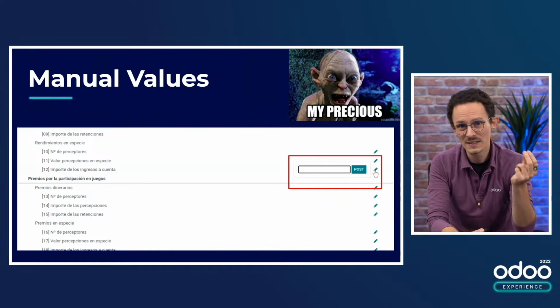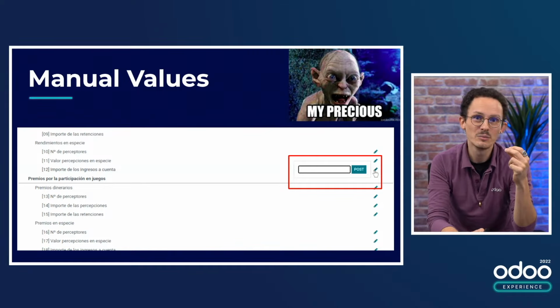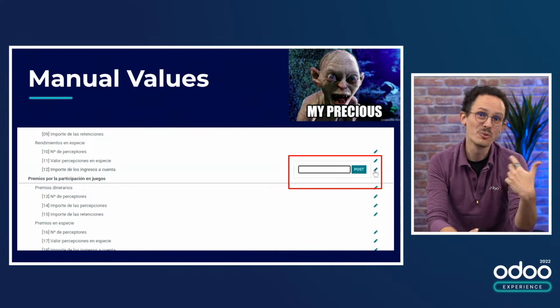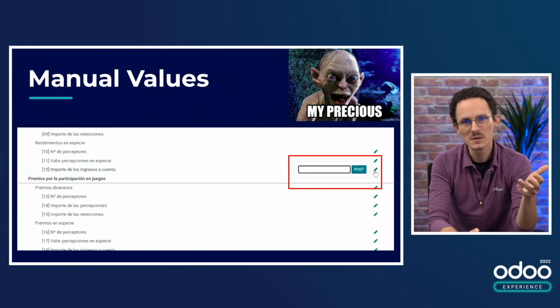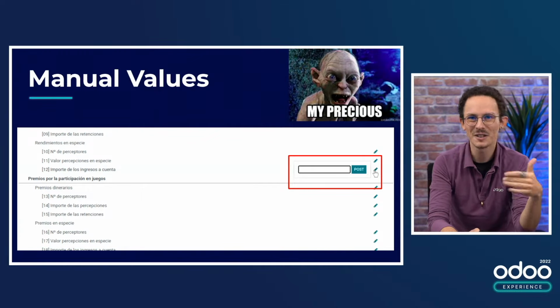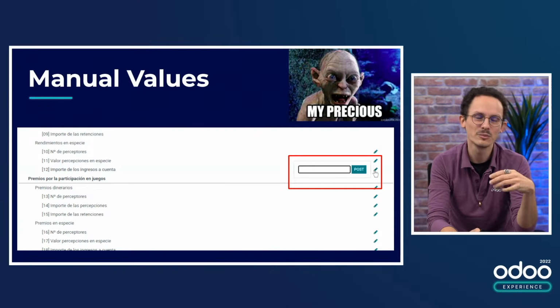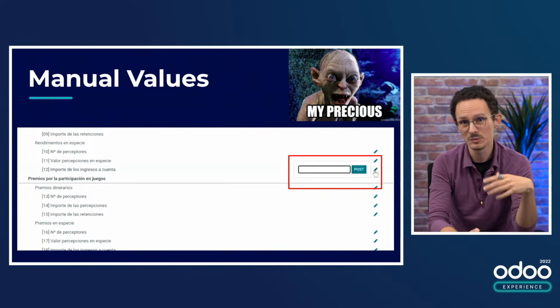But the problem with that is that those values didn't persist in the database. And so every time you needed to reopen the report, you needed to re-input all the manual data. This was a bit painful, and we wanted to solve that. So now it's over. When you define an expression on the report line, you can tell it that it will be a manual value and it will be editable.